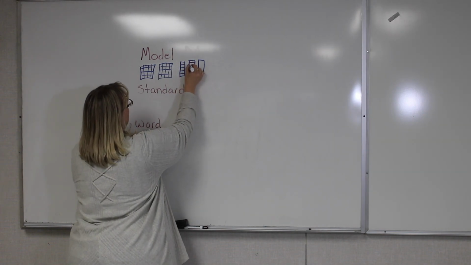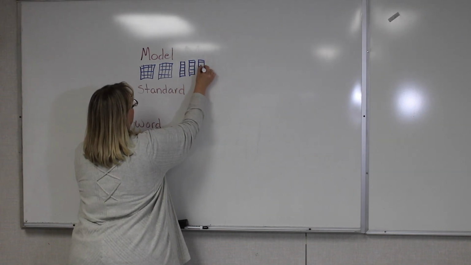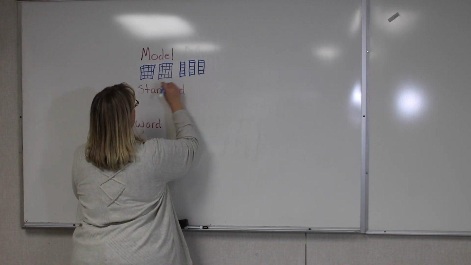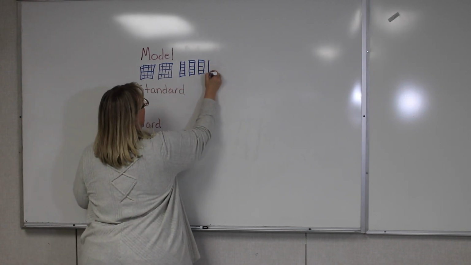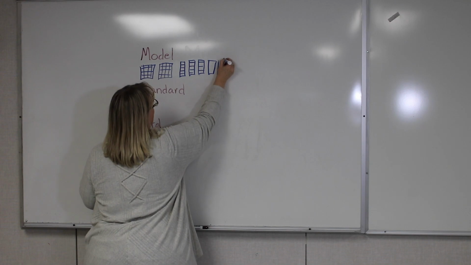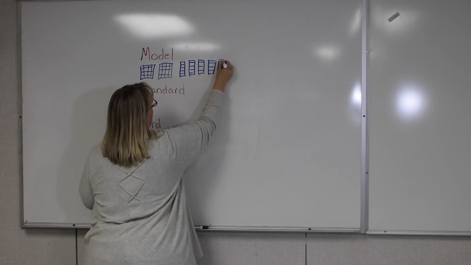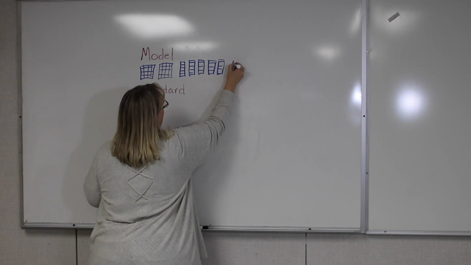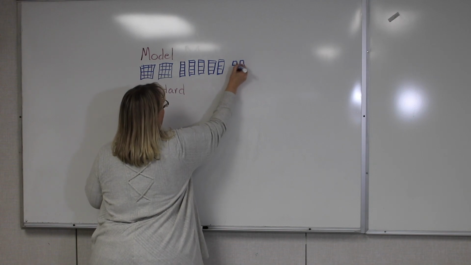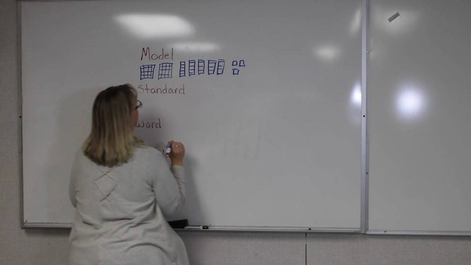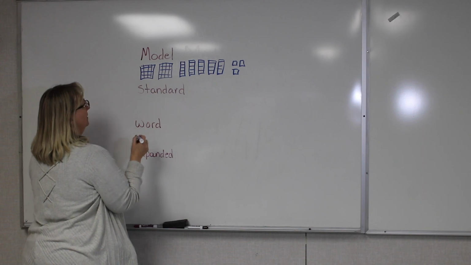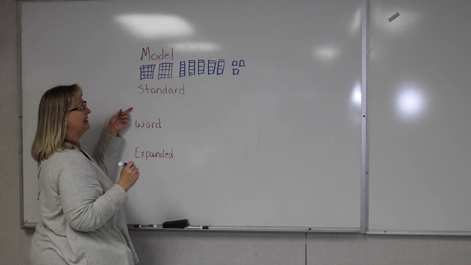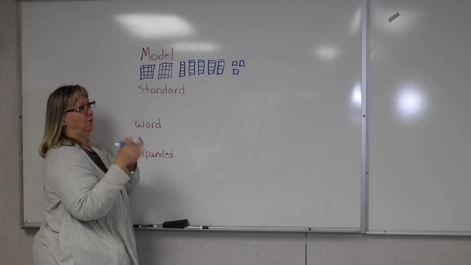Let's go 53. I have 6 on the brain for some reason. 200, and then I need 5 10 strips for my 50, and then we're going to just do 3 1 blocks. Okay? Now, how would we write 253 in standard form?